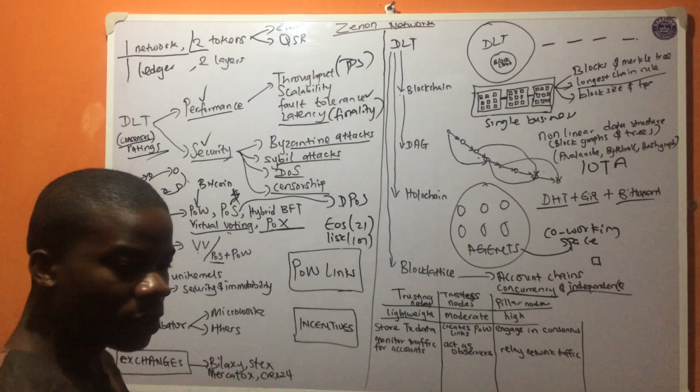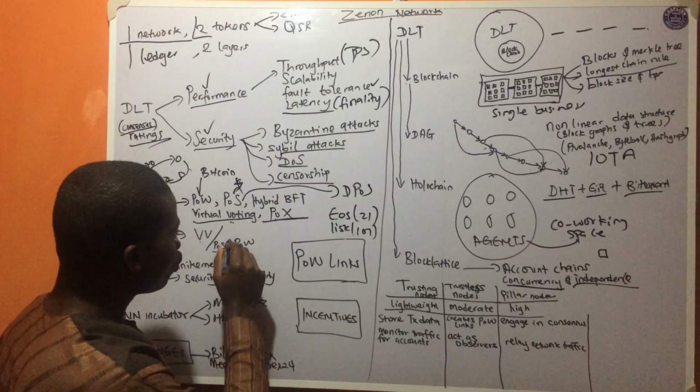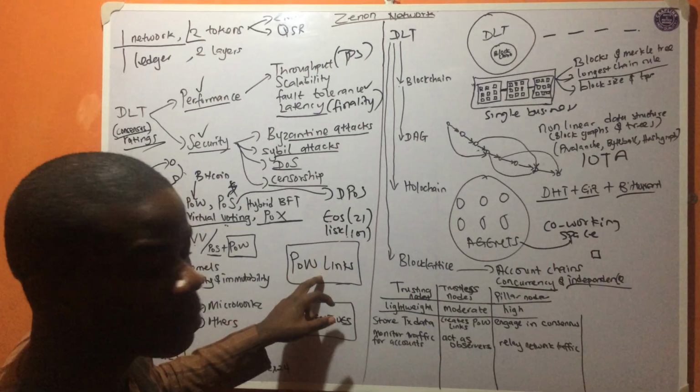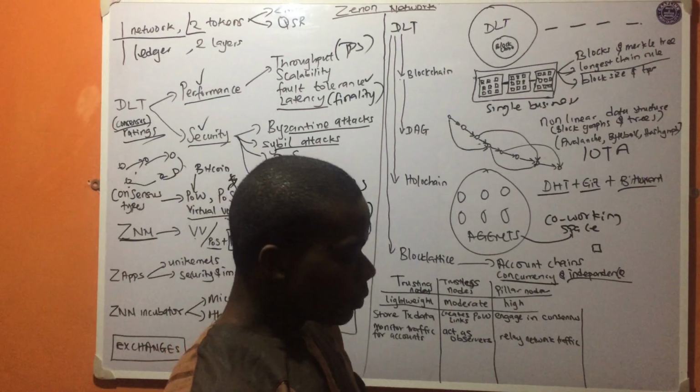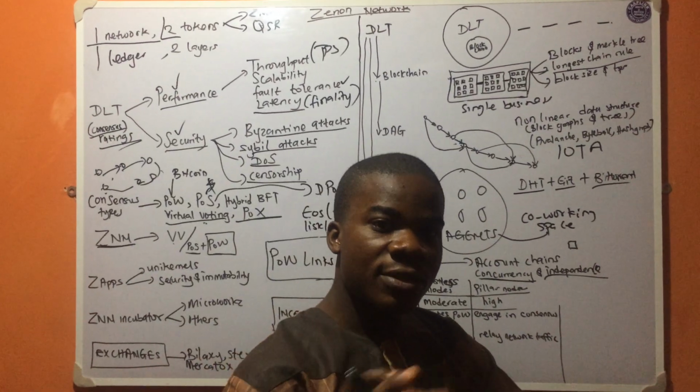So for the consensus part, you will need to stake some tokens, and then it also uses some form of proof of work, which we'll explain later on. So let's talk about the blockchain, the DLT side of it.